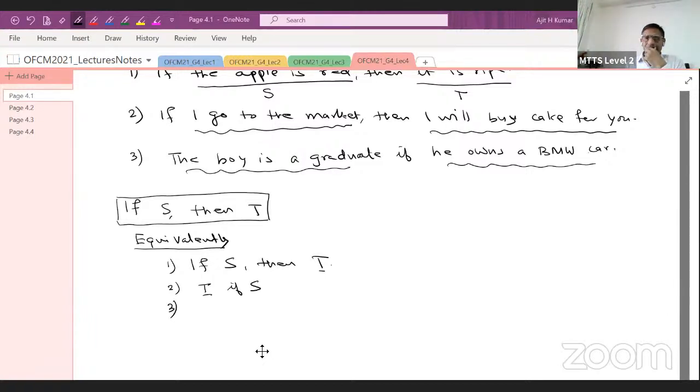Yes, Alina? S implies T. Very good. This is S implies T. That is another way of saying this statement. S implies T. Very good. Okay.